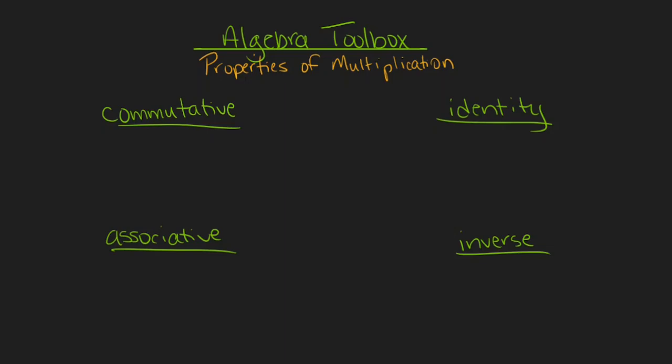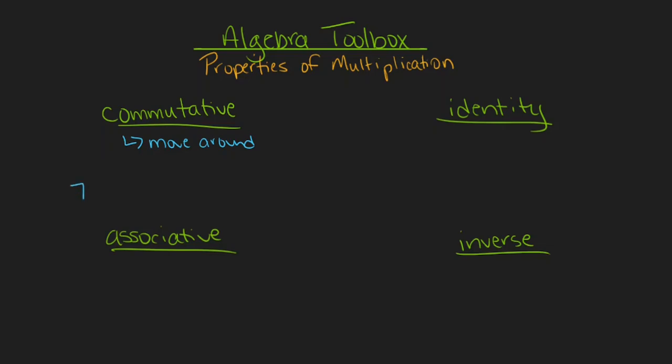Commutative is a bit of a tongue twister, but it makes me think of the word commute, which means to move around, and that's a good way to remember what this property tells us. What the commutative property says is that the order of numbers in a multiplication problem, assuming the only operation we're using is multiplication, the order doesn't matter.